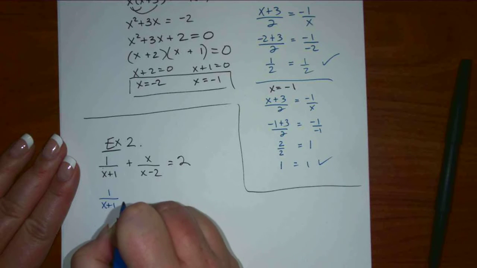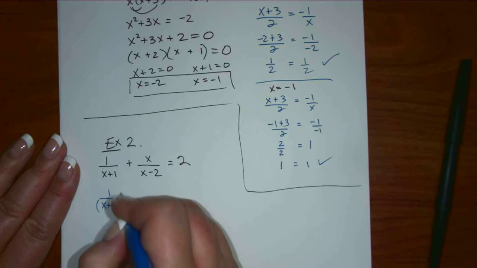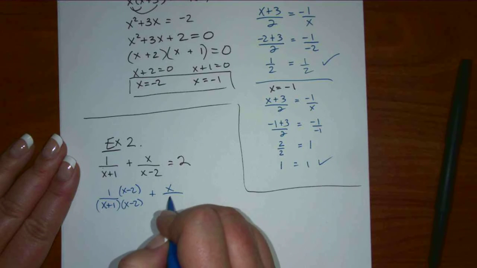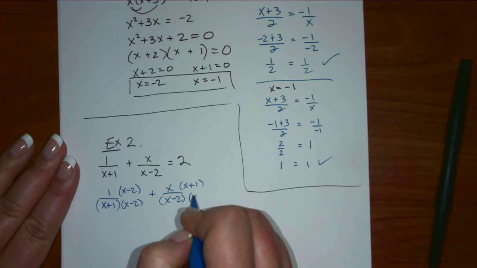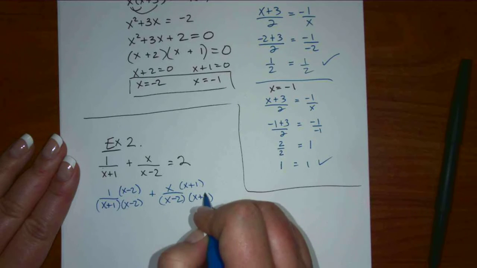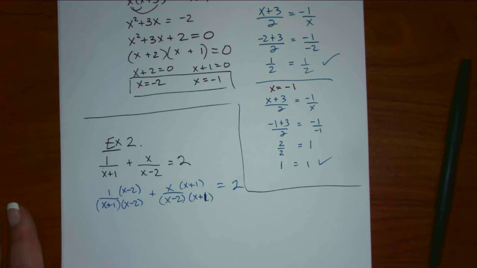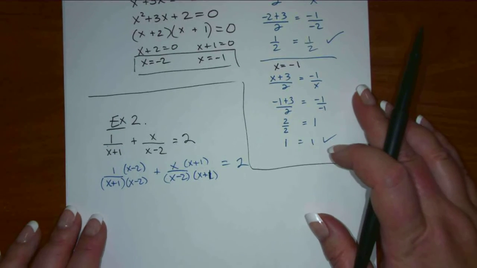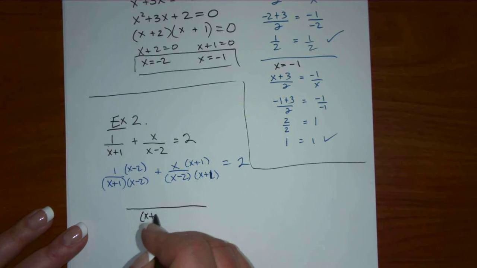So we're going to multiply, nothing simplifies here, so we're going to multiply this one by x minus 2 on top and bottom. And the second one by x plus 1 on top and bottom. Whoops. We can just leave the other side alone. It doesn't need to be a fraction. So now we've got the same denominator. We can write it as one big fraction.